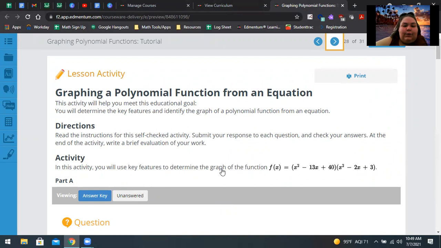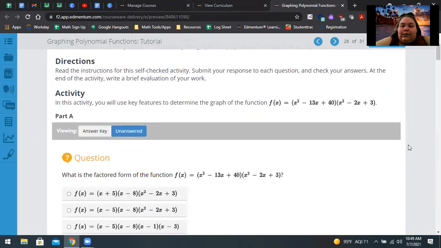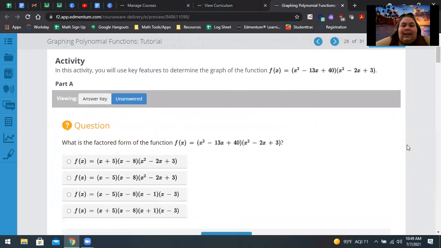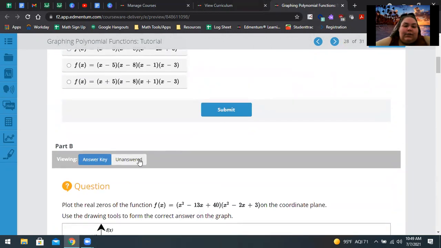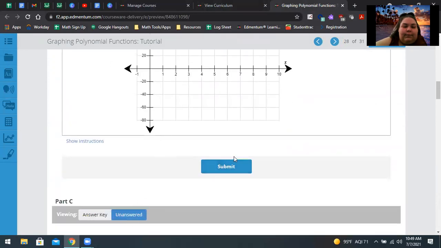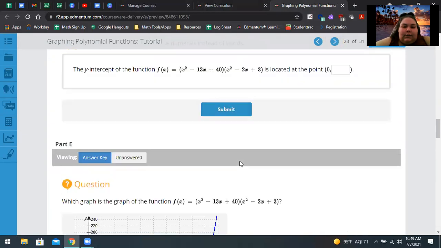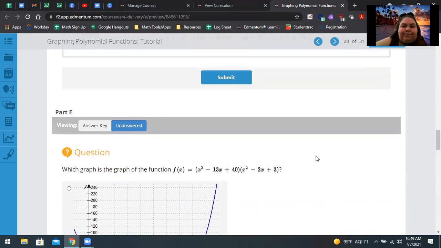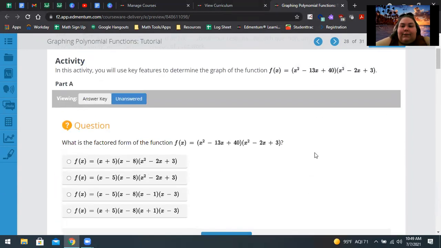So in this activity, you'll use the key features to determine the graph of the function for x squared minus 13x plus 40 and x squared minus 2x plus 3. They gave us a polynomial, but it looks like we can factor more. So let's factor a bit more here, and then we're going to answer some questions. The first thing we want to do is make sure we factor this completely.